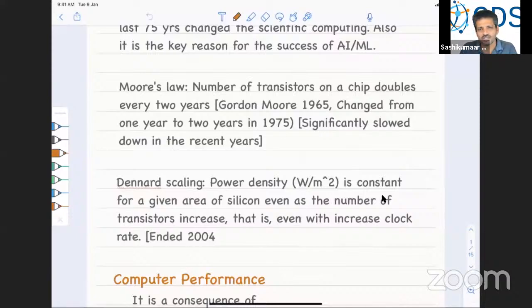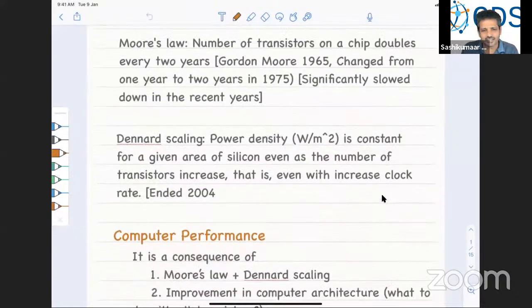Of course, this was proposed in 1965, and it changed somewhat, from 1 year to 2 years. When initially proposed, it was every year, but later it was changed to 2 years. But if you look at the history, why I'm saying that Moore's law is also no longer valid is that it is not doubling as proposed. We will see the graph also. The processor speed is not increasing as we expected.